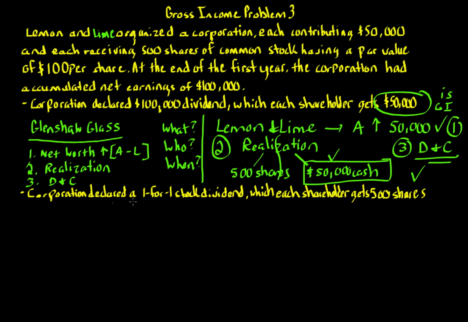Now let's change up the facts. What if the corporation declared a 1-for-1 stock dividend, where each shareholder gets 500 shares? So the shareholders have the same shares, those same shares. We have the same analysis. We've got to go through our net worth, our realization, and our dominion and control, and again our what, who, and when. In terms of who, it's Lemon and Lime as well. We have Lemon and Lime.